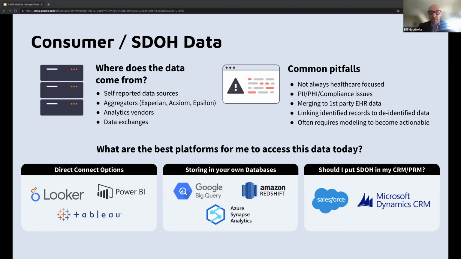Now, the most popular is typically the second bullet point, and those are the aggregators. These are the Experians, the Acxioms, the Epsilons of the world, who are managing the self-reported data sources and aggregating them and bringing them into one source.